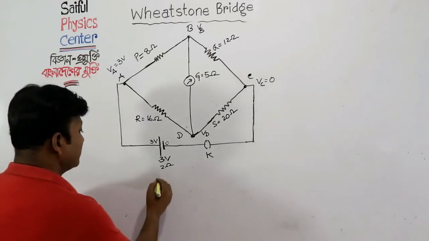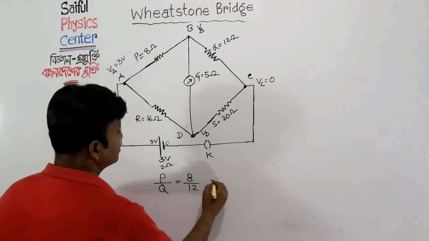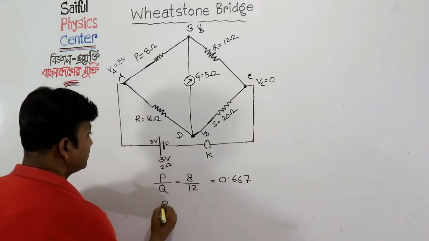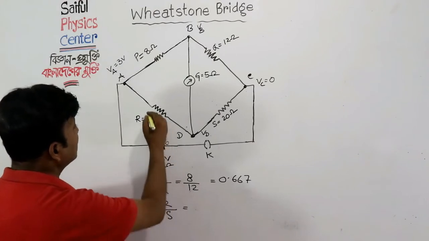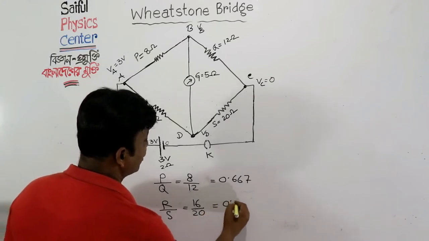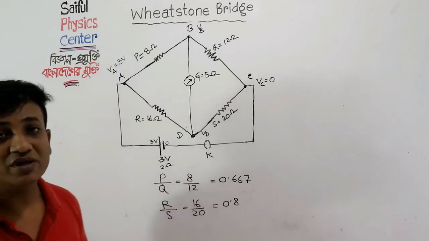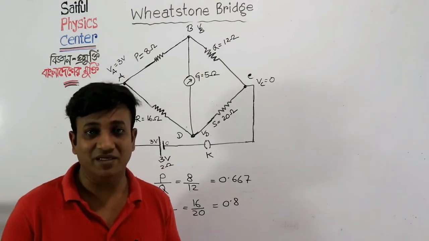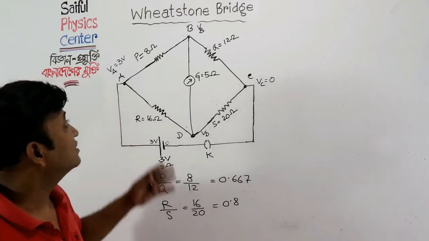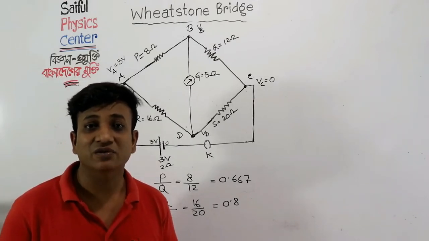Now here P by Q equals 8 by 12, so we get 0.667. Again, the ratio of R and S, here R is 16 and S is 20, and we get 0.8. So we get that their ratios are not the same. Therefore, the bridge is an unbalanced bridge. So it is difficult to calculate the equivalent resistance in the conventional way, like for a balanced Wheatstone bridge.